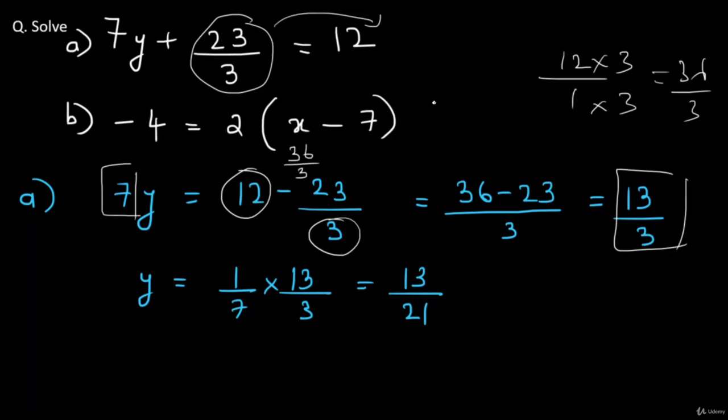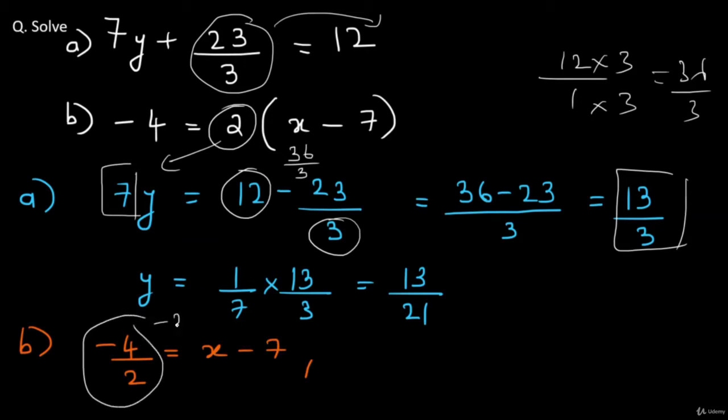Alright, let's do the second one. We have −4 = 2(x − 7). Let's take this 2 to the left hand side. Over here it is into 2, so if you take it to the left hand side, it will become divided by 2. So you get −4/2 = x − 7. And −4/2 is nothing but −2. So −2 = x − 7.